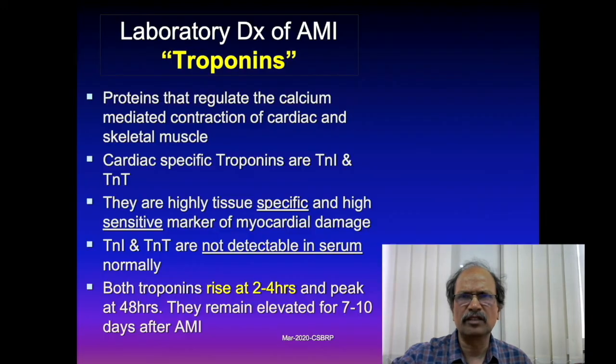Troponins are the proteins that regulate cardiac calcium mediated contractility of the myocardial elements. Troponin T and I are not normally identified in a normal person, and their detectable levels usually indicate cardiac damage. They are both very specific for myocardium, rise within 2 to 4 hours, peak within 48 hours, and come down to normal in 7 to 10 days, or at the end of 2 weeks, depending upon the type of troponin you are looking at.